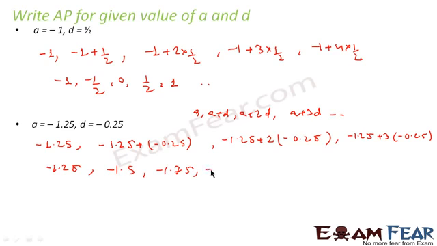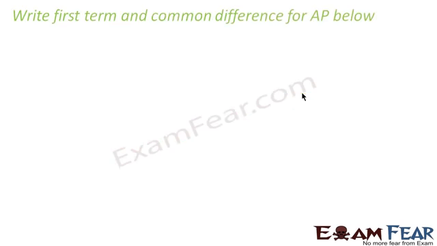Very simple. Just we use the formula. The series is nothing but a plus d, a plus 2d, a plus 3d, a plus 4d, and we have got the arithmetic progression. Now the question is, we have to write the first term and common difference for the AP below. If you observe this clearly, the first term is 3 anyway. The common difference we have to find. Let's find a difference. 1 minus 3 is minus 2. Minus 1 minus 1 is minus 2. Minus 3 minus minus 1 is minus 2. So here a is equal to 3 and d is equal to minus 2. Very simple.